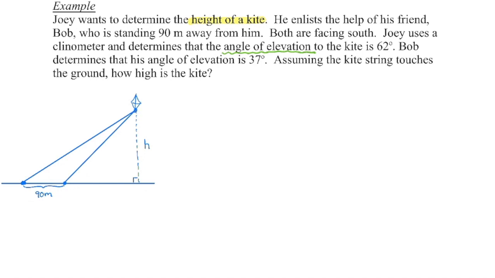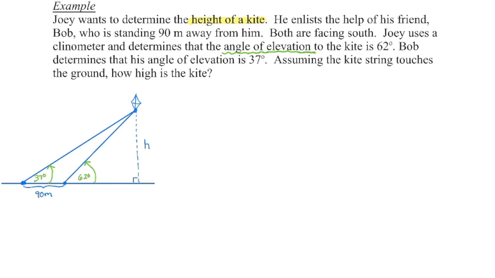Now, the two angles that we're given are 62 degrees and 37 degrees. Well, clearly on this picture, I can see this is my larger angle, this is my smaller angle. So that indicates that this smaller angle is going to be my 37 degrees, and this larger angle here is going to be my 62 degrees.